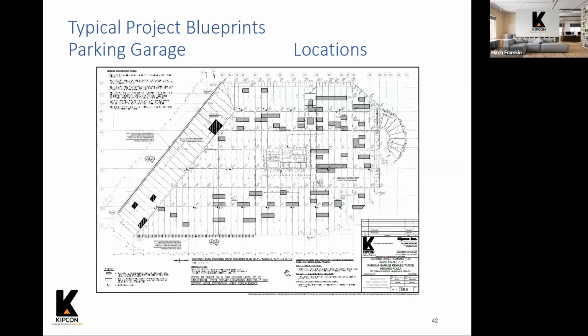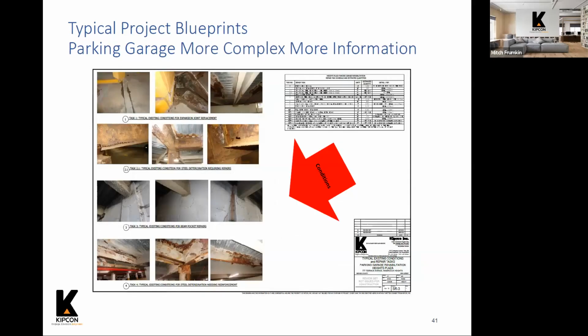Again, here's one of those overview plan sheets. So this overview plan sheet shows the layout, the overall plan view layout of the garage, but it also indicates where each of those types of repairs need to take place. So you have the locations of the repairs in this particular plan view, but then you have more detailed information about the types of conditions that are being addressed and where to locate those details within the plan set.